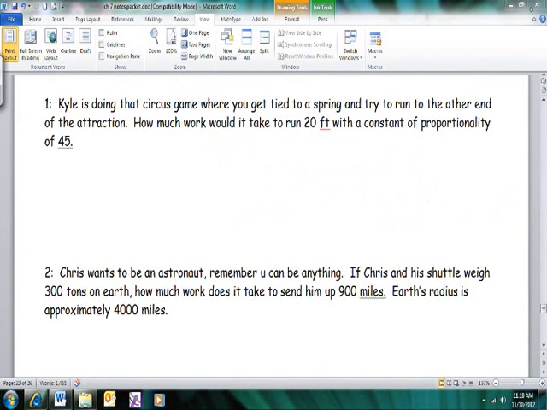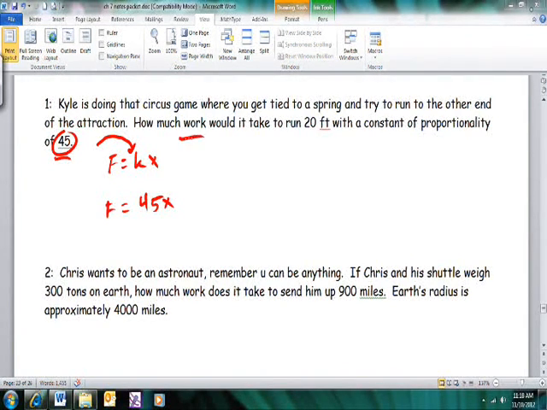Alright, so Kyle's trying to do the circus game where you get tied to a spring and try to run to the other end of the attraction. How much work would it take to run 20 feet with a constant of proportionality of 45? So we have a spring, and our force equals k times x. The constant of proportionality is 45, that's our k value, so our force equals 45 times x.